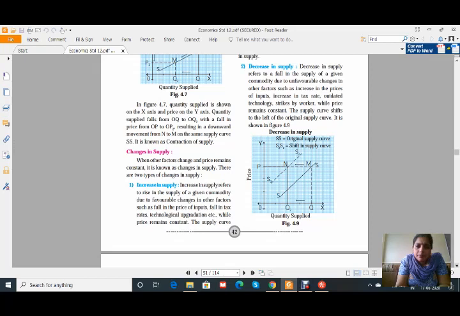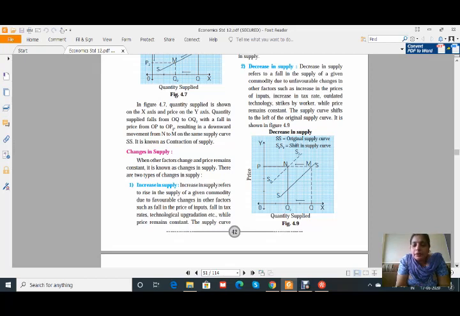It refers to a rise in supply of a given commodity due to favorable changes in other factors such as fall in price of input, fall in tax rate, technological upgradation, etc. Here one more important thing is that the price of the commodity remains the same, but the price of other factors of production changes. Just like we know that daily petrol and diesel prices are changing. In that case, if there is a fall in the price of petrol, the cost of transportation will get reduced, and due to this we can easily increase the supply.